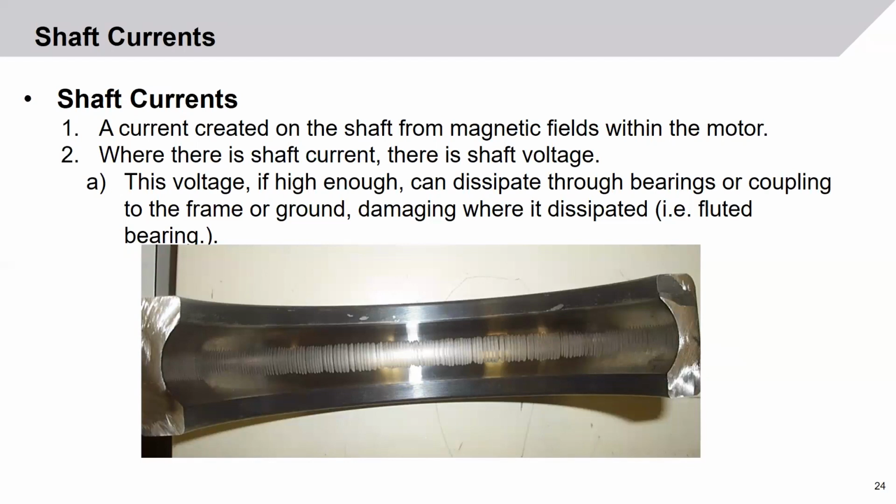Now, where there is current, there is voltage. If this voltage gets high enough, it can dissipate through bearings or the coupling through the frame to ground. If it does that, it will damage whatever it dissipated through. For example, fluted bearings. These little white match marks are where the balls of the bearing actually arced through this bearing race and then ended up going to ground. Once this starts, vibration will begin to pick up and the bearing will fail if it's not caught quickly enough.